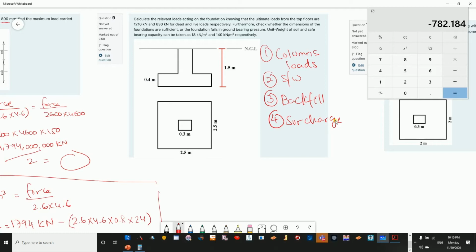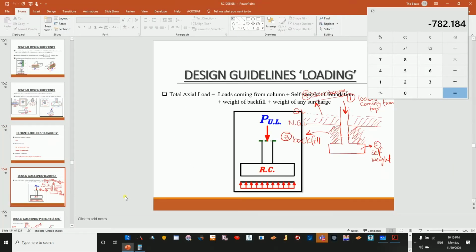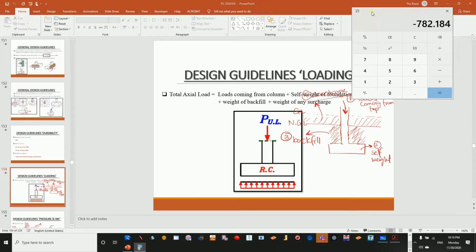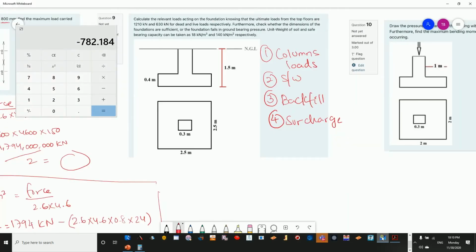If you return back to the PowerPoint, you will see me clearly explaining it here. I told you the different types of the loading coming on a foundation. So now returning back to our problem.